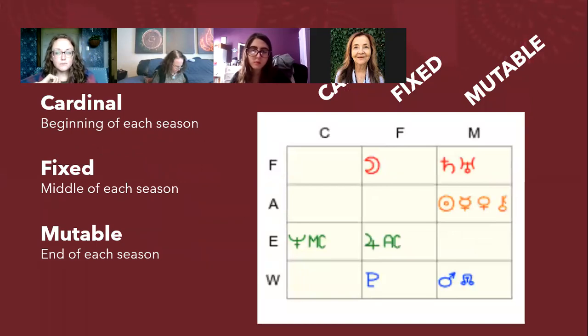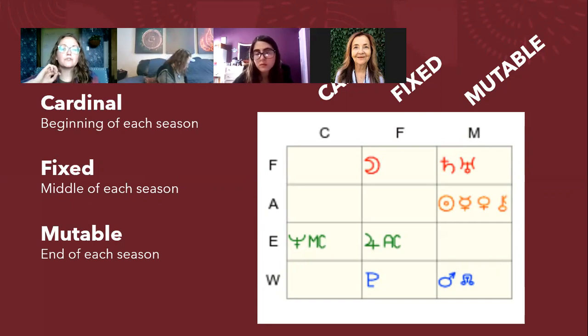Okay, so then the columns, the three letters across the top are C, F, and M, and they stand for cardinal, fixed, and mutable. For these, think about the four seasons. We'll start with spring because that's where we are right now. We're in Aries season, which is the cardinal fire sign. The cardinal sign is always the first sign of that season. That's cardinal energy. It happens at the beginning of things.